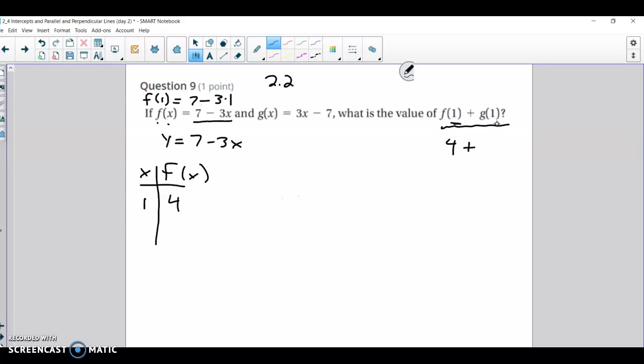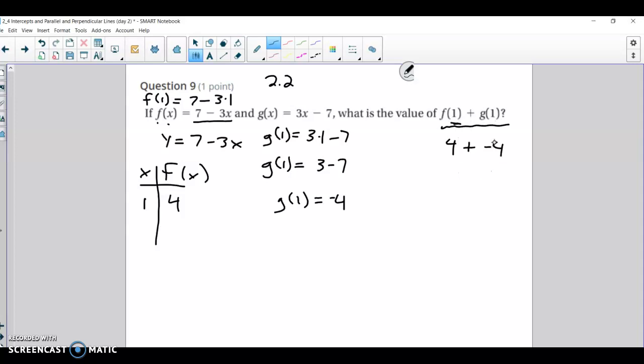Okay, and then we just have to add to that the g function of 1. So for g, if we input 1 for x, we'll get 3 times 1 minus 7. So g of 1 is equal to 3 minus 7, which is negative 4. A lot of times students think this is g times 1 or something like that, but it's just saying the g function, when you input a 1 for x, you get an output of negative 4. So we can say that g of 1 is equal to negative 4.